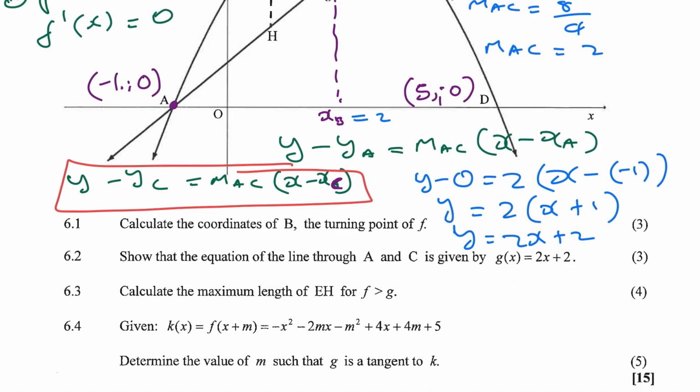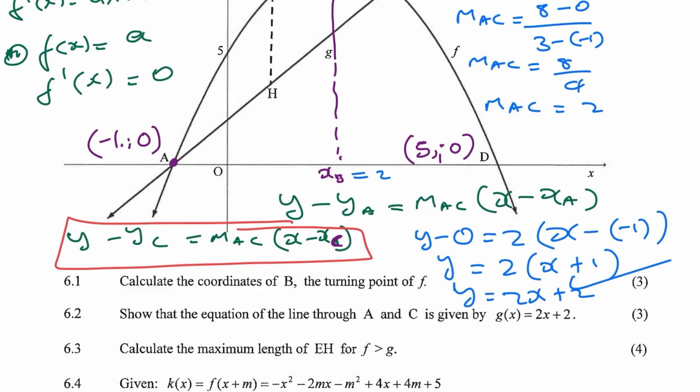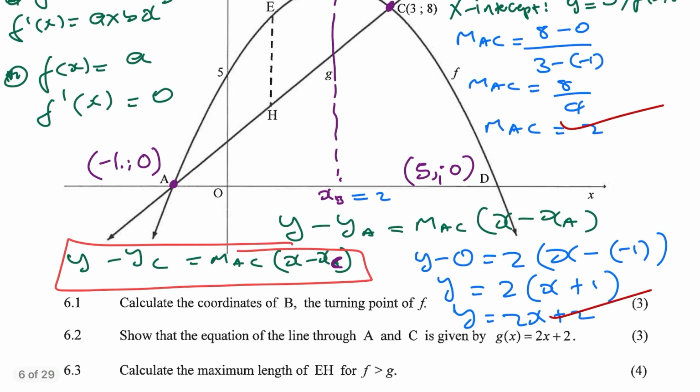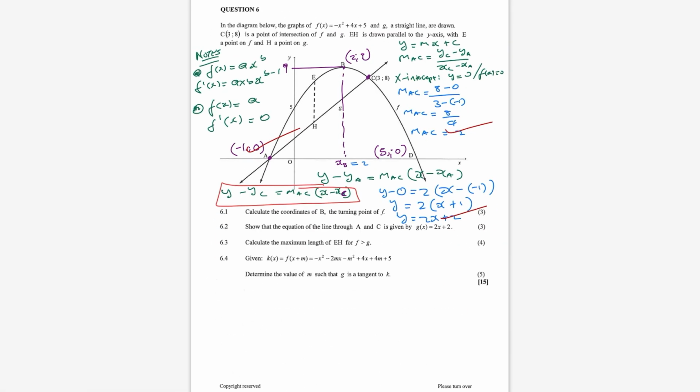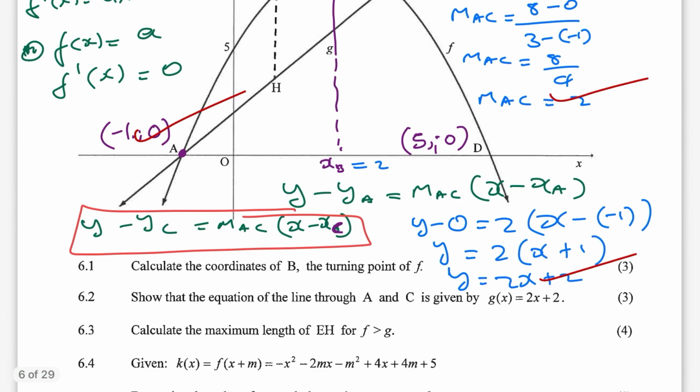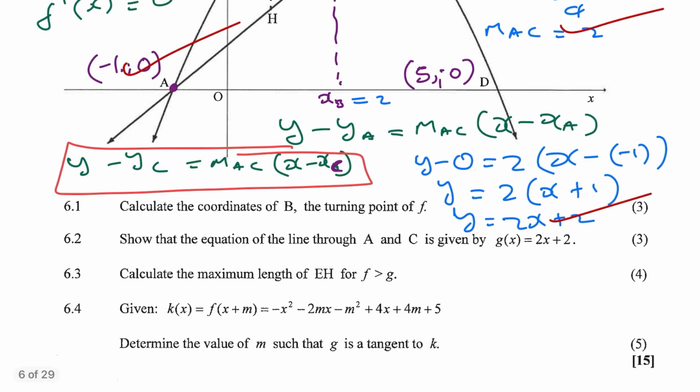That's how you get your 3 marks. You get 3 marks for this, 3 marks for your gradient, and 3 marks for getting an A. So that's how you get your 3 marks. Am I making sense? I hope I am. If I'm not, feel free to shout.